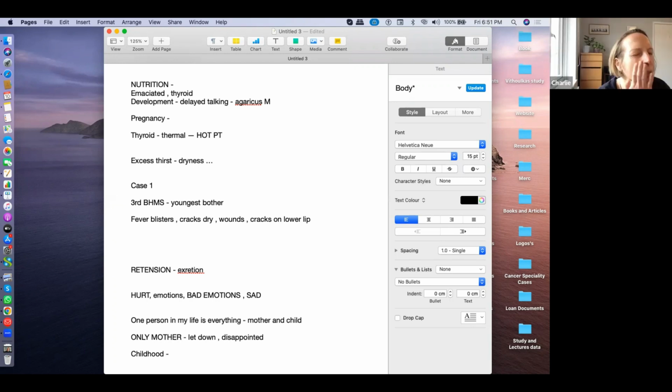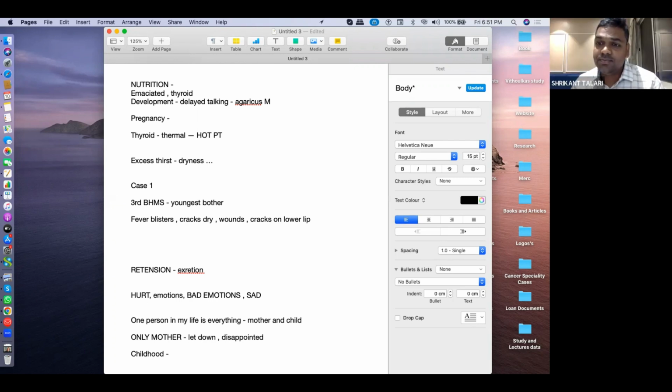That's quite similar to Indranil's patient on Tuesday. Yes, that is third row.